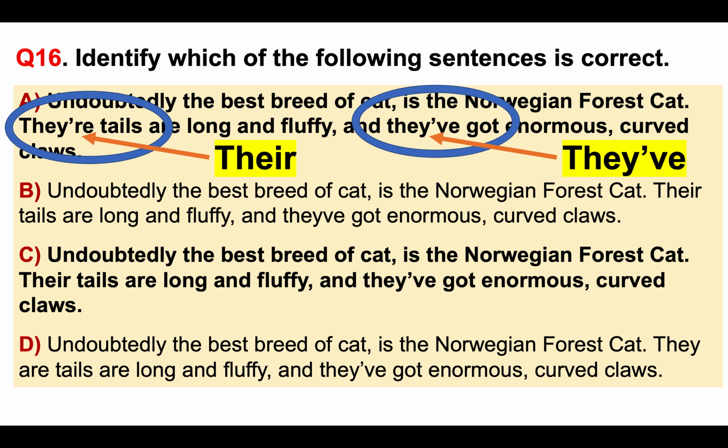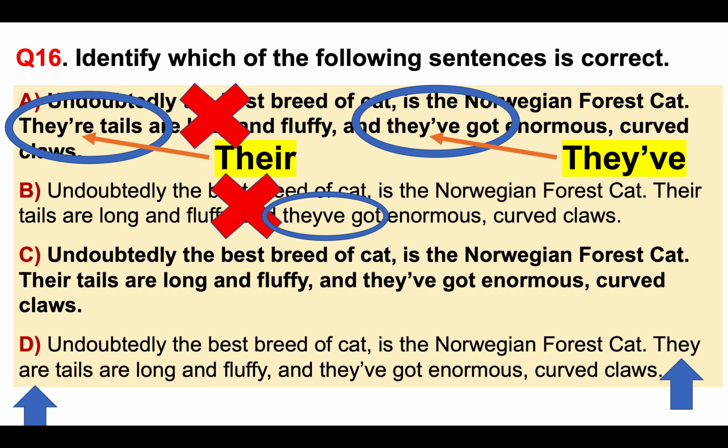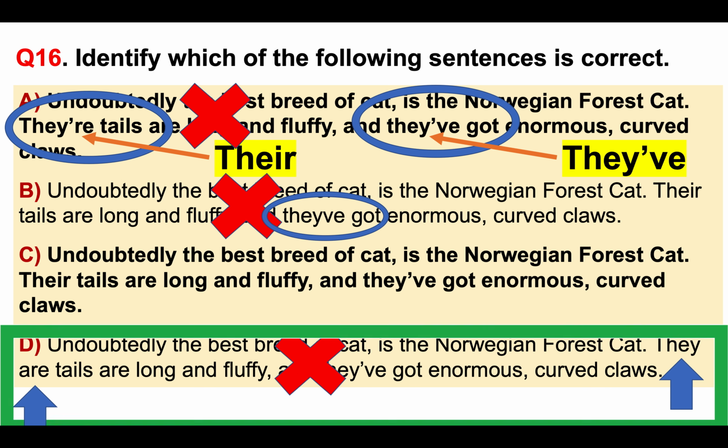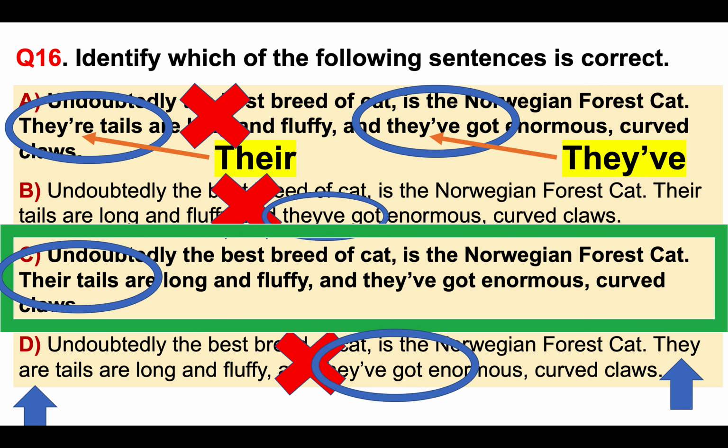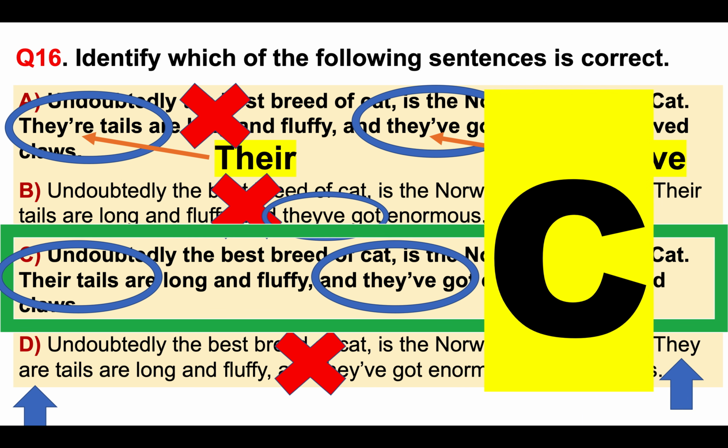So then we work down each of these sentences to work out which one is correct. So we can see that A is not correct. We can see that B is not correct, and the reason for that is because the they've has an apostrophe missing. We can see that D is not correct because it says they are tails. It should be their tails. So D is not correct. The only one that's correct is C, because they're tails and they've got enormous curved claws. That's correct. So the correct answer is C.